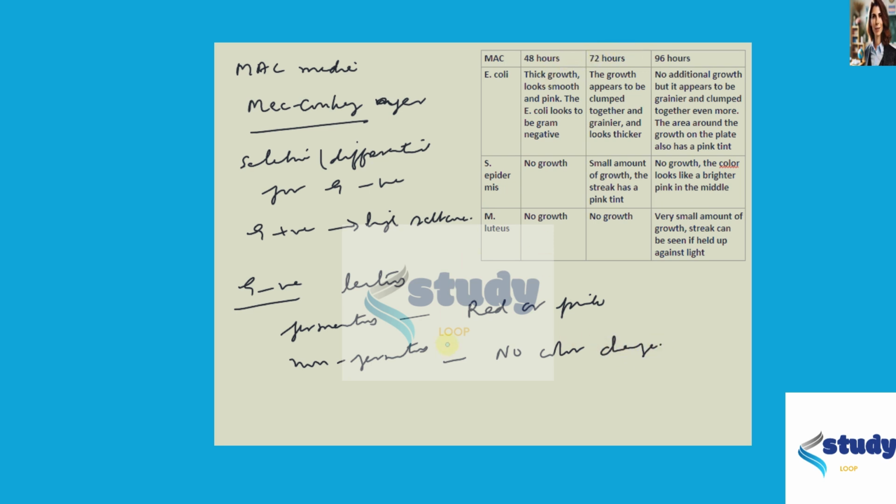Now coming to the questions, the question asked is which bacteria were able to grow on MAC and which organisms were lactose fermenters. As we can see, all three bacteria had shown growth. For E. coli at 48 hours, 72 hours and 96 hours, there is growth. For S. epidermis and M. luteus, the growth occurs respectively for 72 hours and 96 hours for S. epidermis and only for 96 hours for M. luteus. So all three show growth.